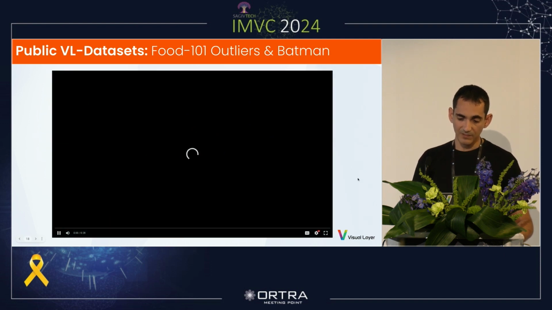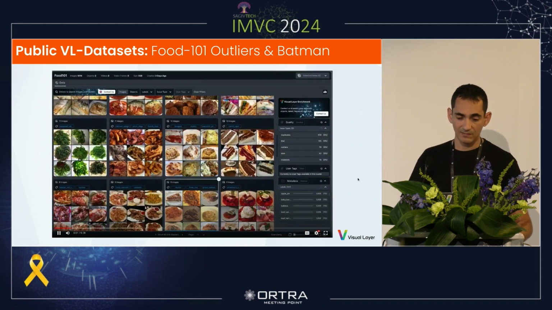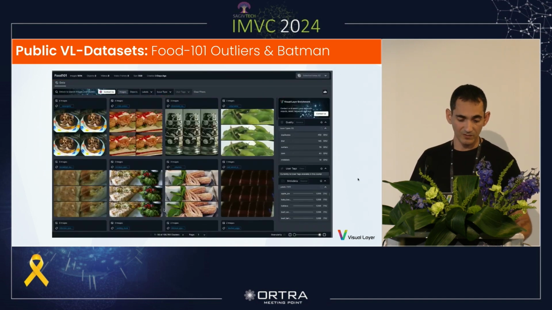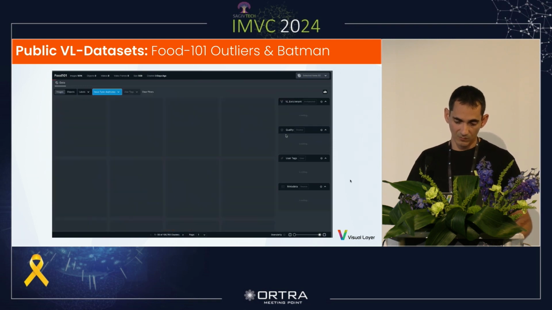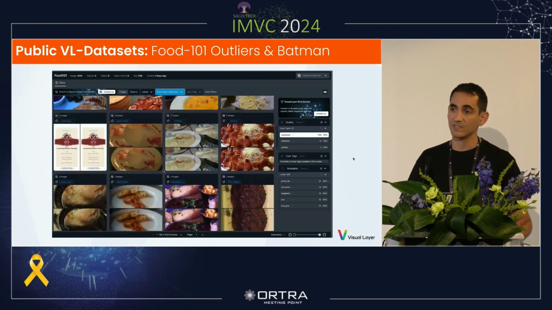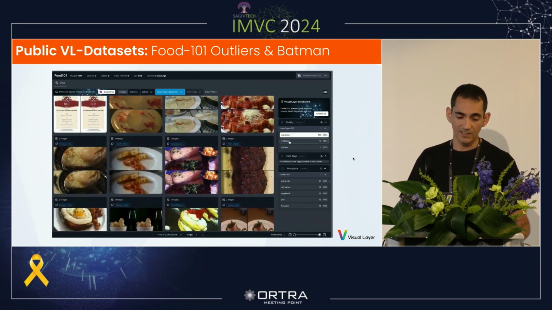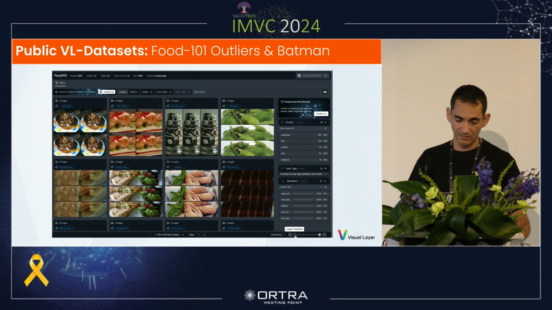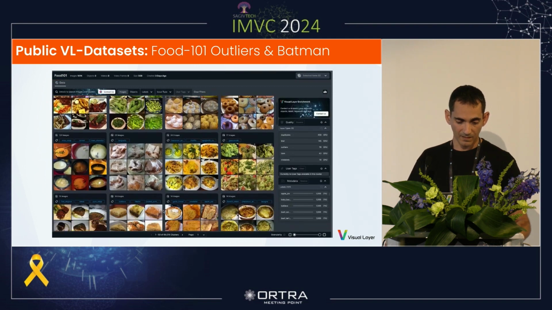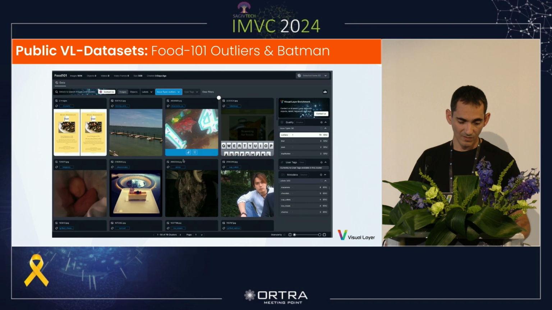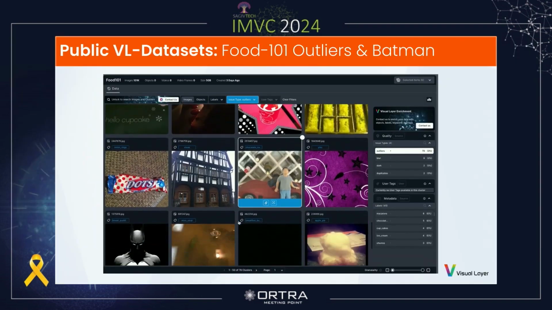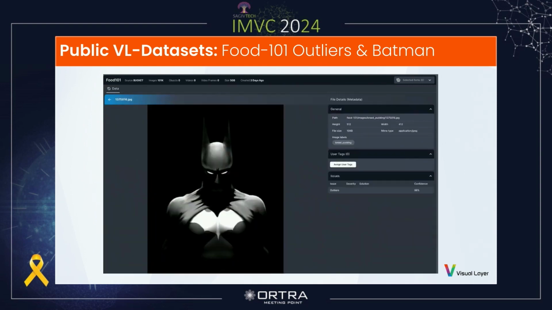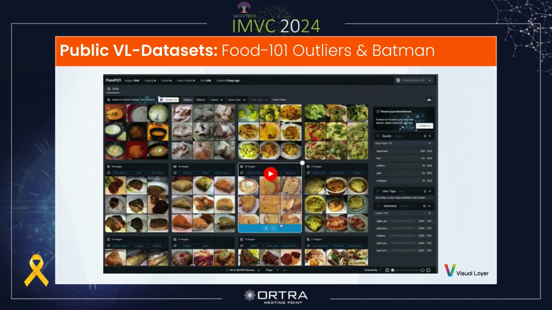Let's look at another example. This is Food 101. A data set that should be completely dedicated to food. But as we'll see soon, when we look at the outliers, we'll see that there are many images inside the data that are not related to food at all. And shortly, you see all these anomalies. And shortly, we will get to see Batman. Did anyone know that Batman is inside the Food 101 dataset? I'm not sure.